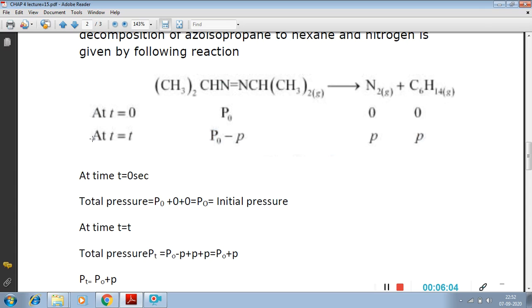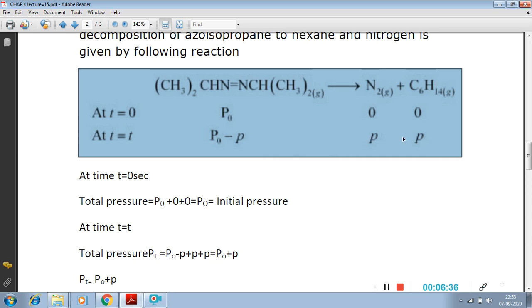Now at time t is equal to t, suppose after some time some pressure of reactant converts into pressure of product here. So suppose that pressure is P, so remaining pressure of reactant, that will be P0 minus P. Why P is minus? Because it is used to convert in product. So pressure of product here is P and P.